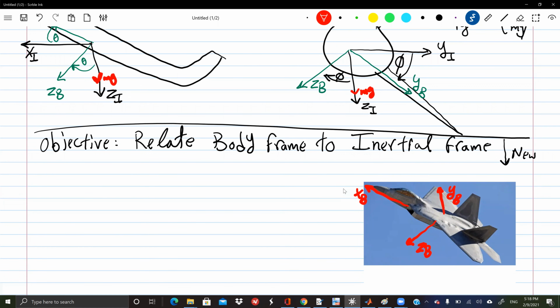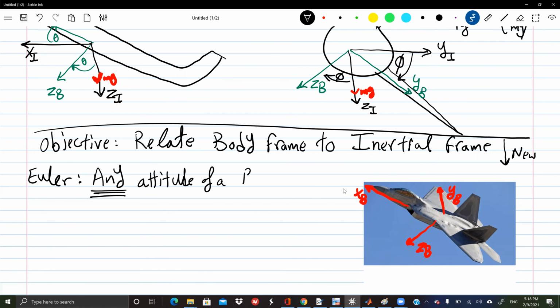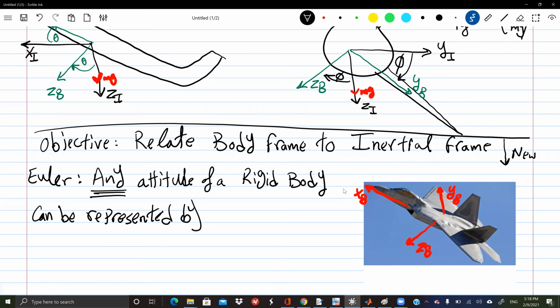To do this, there are several ways, but Euler has actually a very good hypothesis that is very useful. He stated the following, that the attitude, or any, stress the word any, frame of a rigid body can be represented by at most, and again I'm stressing at most, 3 consecutive rotations.